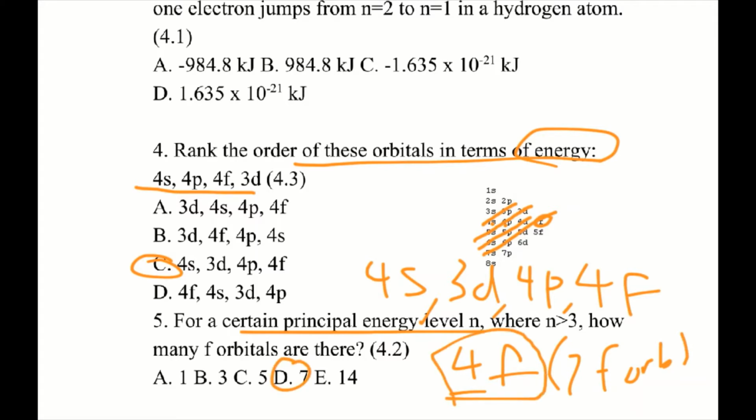And you might be tempted to write 14 because there are 14 electrons in the f orbitals altogether, but each orbital holds 2, so there are 7 orbitals total that can hold a total of 14 electrons. But the question's asking for orbitals, so the answer is D.